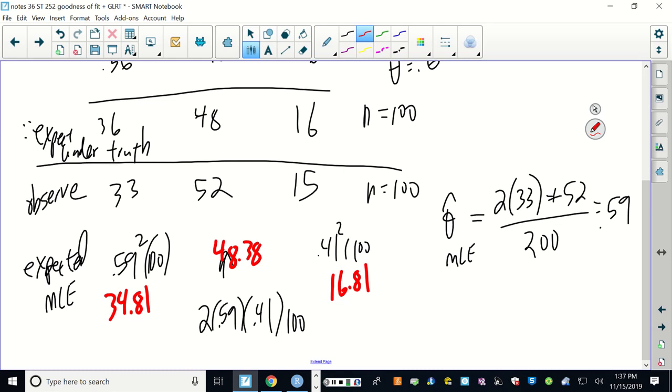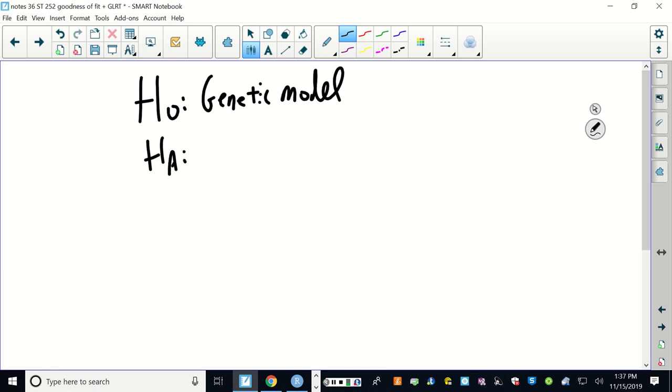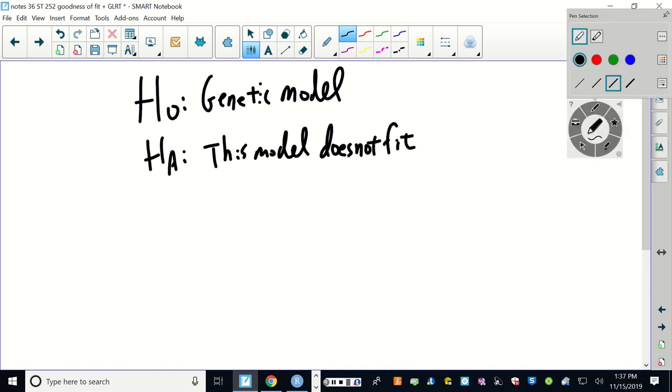For this one, this is a little bit closer. And that one's a little, so they can be a little bit closer to our data, depending on how that goes. Right? So for testing, we have a hypothesis. The null hypothesis is going to be this particular genetic model that we like, and the alternative is that this model is incorrect. This model does not fit our data. This is a fit testing.